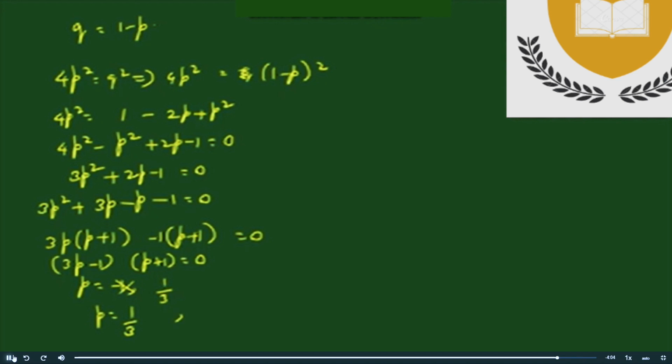If p is equal to 1 by 3, q is equal to 2 by 3. This is my answer.